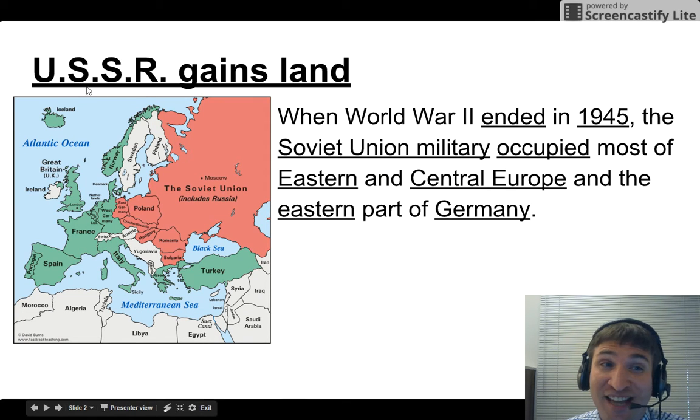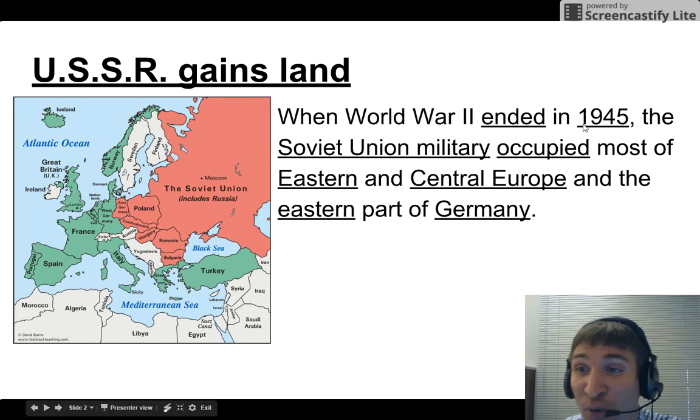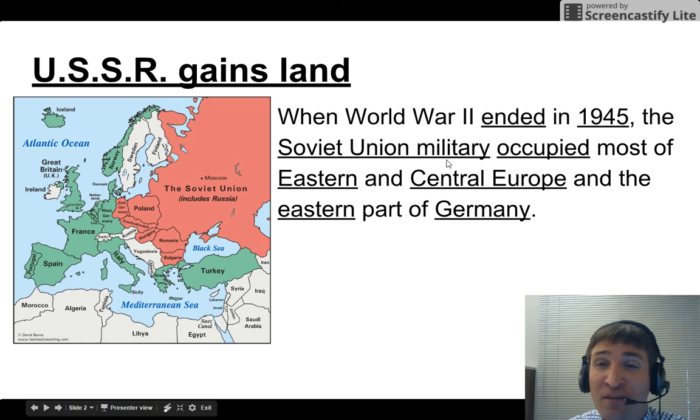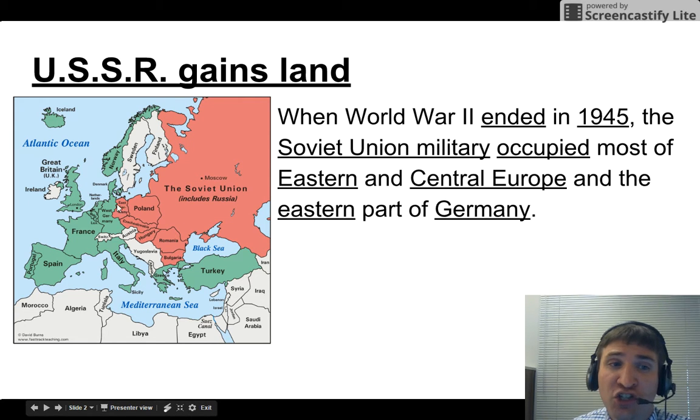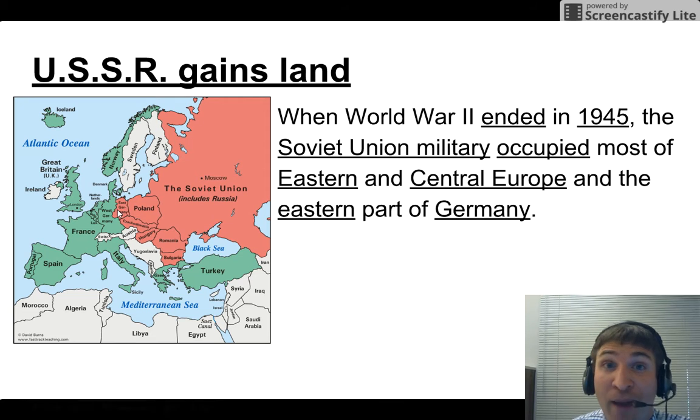First, the USSR, the Soviet Union, gains land. When World War II ended in 1945, the Soviet Union military occupied most of Eastern and Central Europe. You see it here in red: Poland, Czechoslovakia, Hungary, and the eastern part of Germany, seen here on this map.